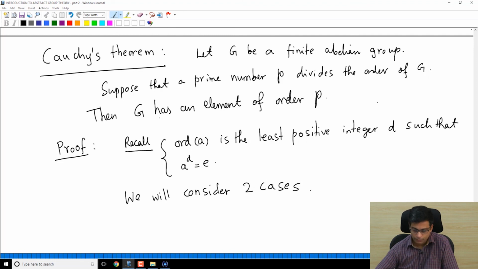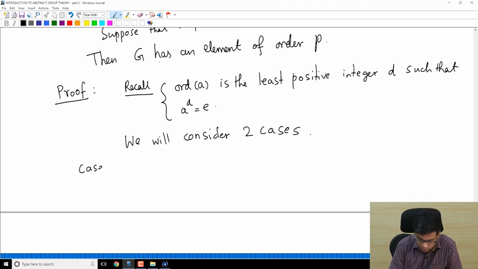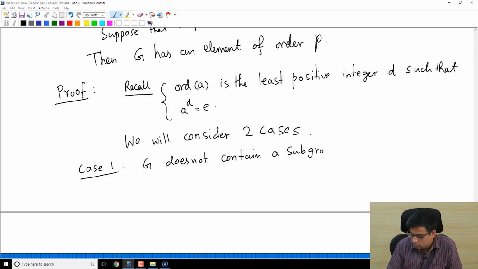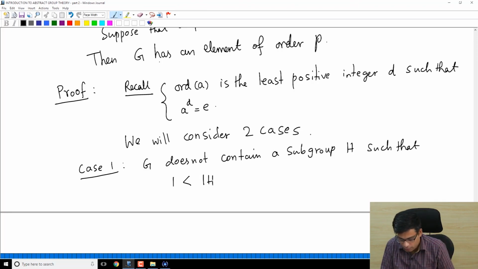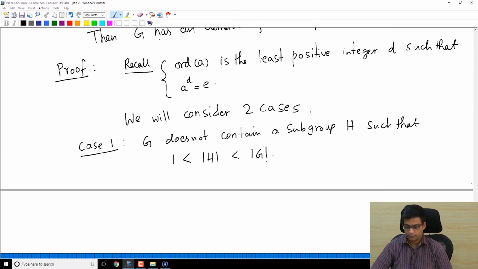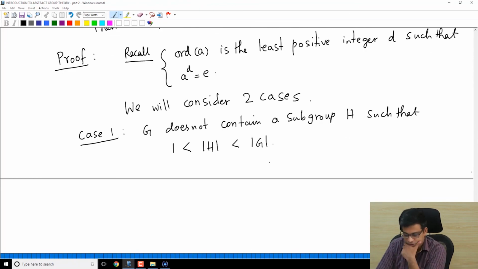Okay, so the cases are the following. Case 1: G does not contain a subgroup H such that 1 is strictly less than the order of H, which is strictly less than the order of G. Remember, G is a finite group, so the order of G is the number of elements. Suppose G does not contain a subgroup H with this property. That means the cardinality of H is strictly greater than 1, so H contains elements different from the identity element, and the order of H less than the order of G means H is a proper subgroup.